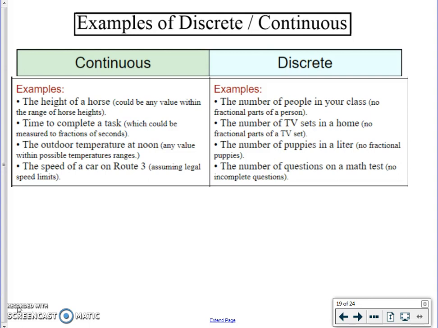What a terrible thought. The number of questions on a math test. There are no incomplete questions. I can't get half of a problem done. I'm either going to get it all done or none of it done. Those are all great examples of discrete.